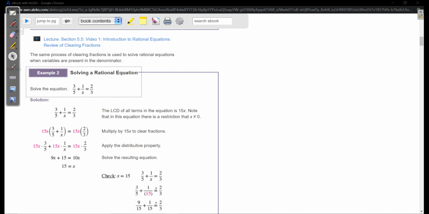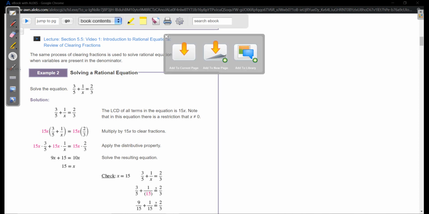I guess they're all going to be super duper easy to solve, huh? It's looking like it.